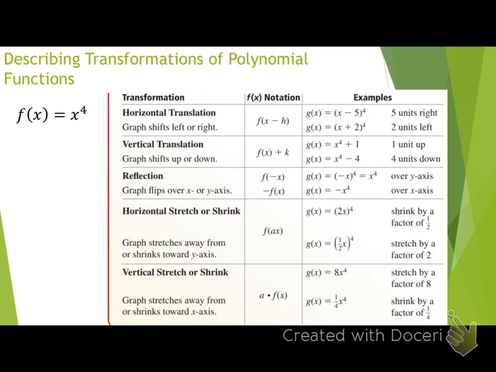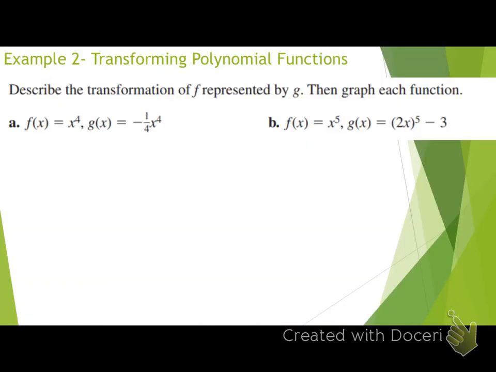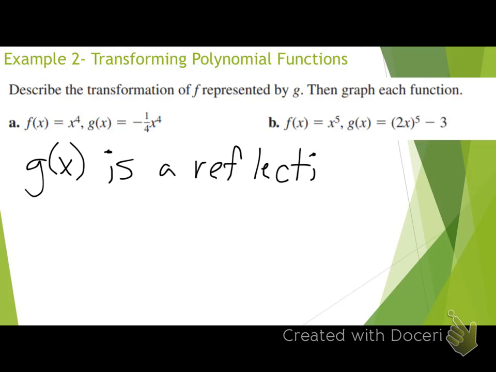Do I have a negative inside parentheses or outside of parentheses? Yes, I do. So is this a reflection over the y-axis or over the x-axis? X-axis, because my negative is outside grouping symbols, correct? So I'll say g of x is a reflection over the x-axis.